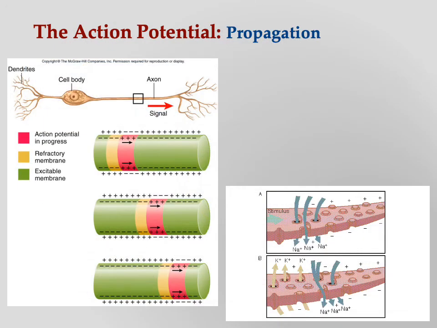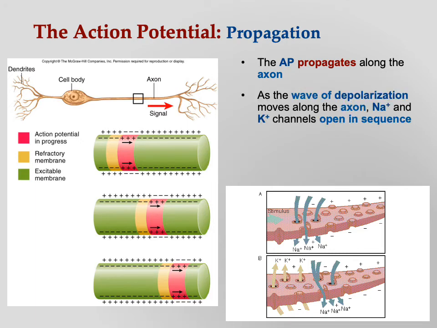And then the propagation of the action potential. So we say that it propagates. This is a positive feedback loop. All right, so let's think about what's going to happen. So look on the left side. We've got that green tube. That's supposed to be the axon, okay? So notice where there are the red areas where an action potential is in progress.